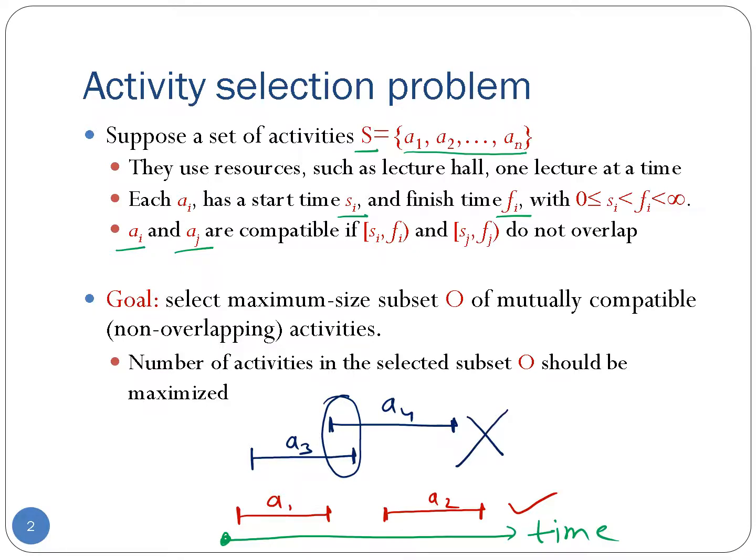So our goal in this problem is to select a subset O of the input set S such that all the activities in O are mutually compatible. That is, none of the activities that are selected in O should be overlapping, and at the same time we want to maximize the size of this activity set O.